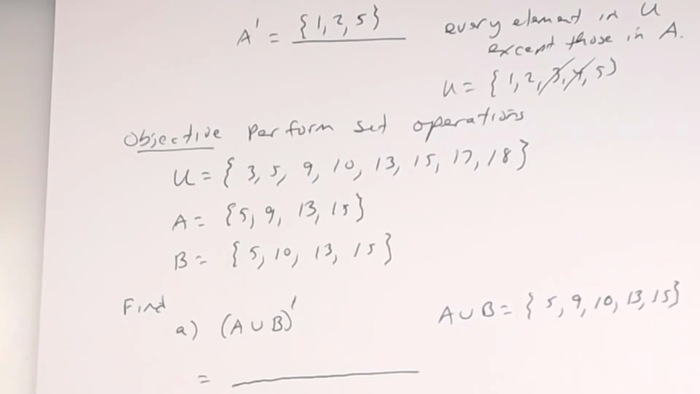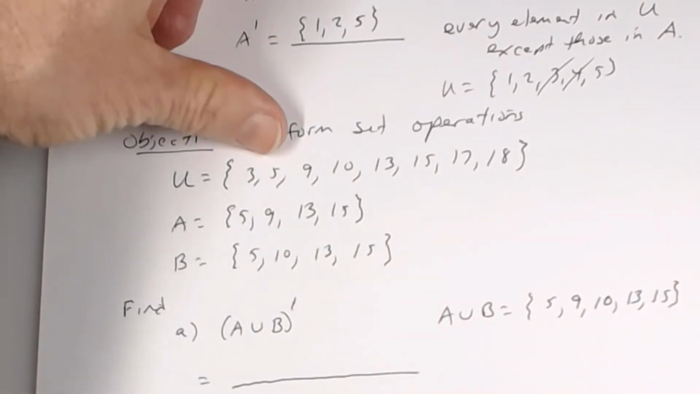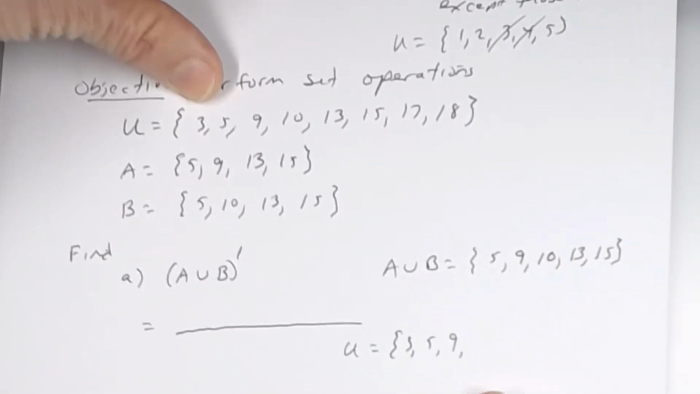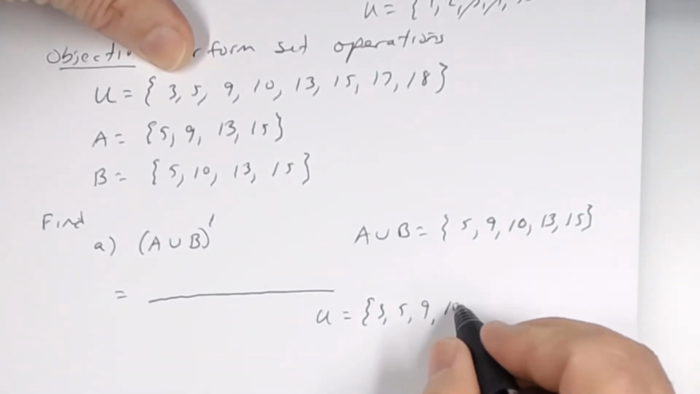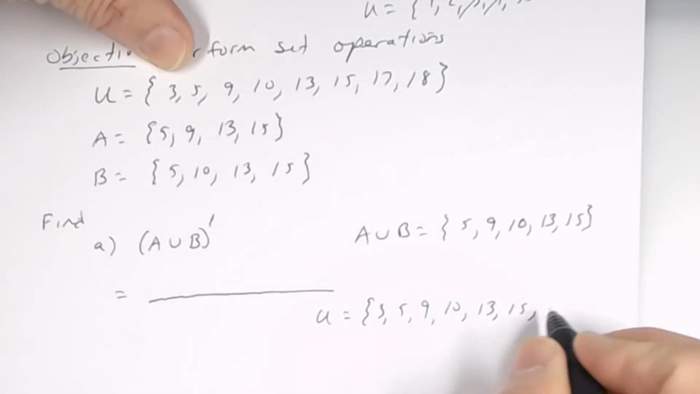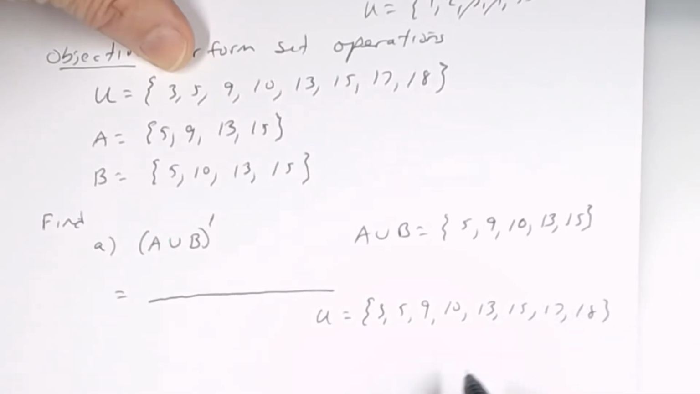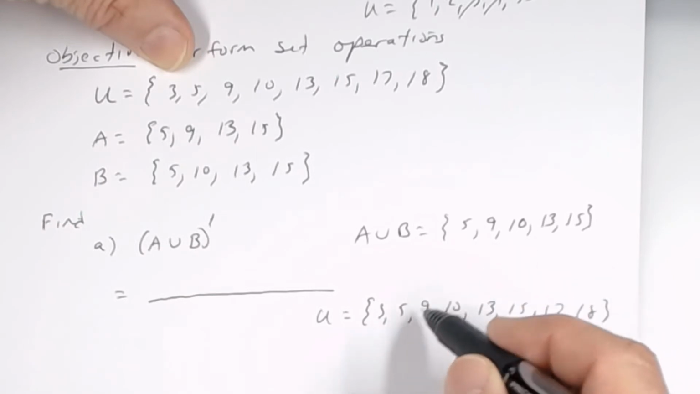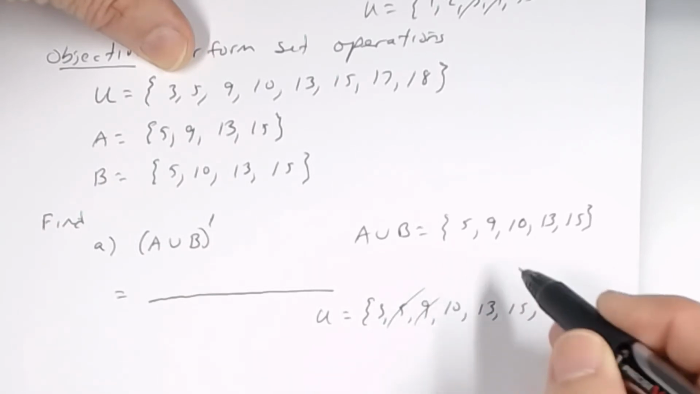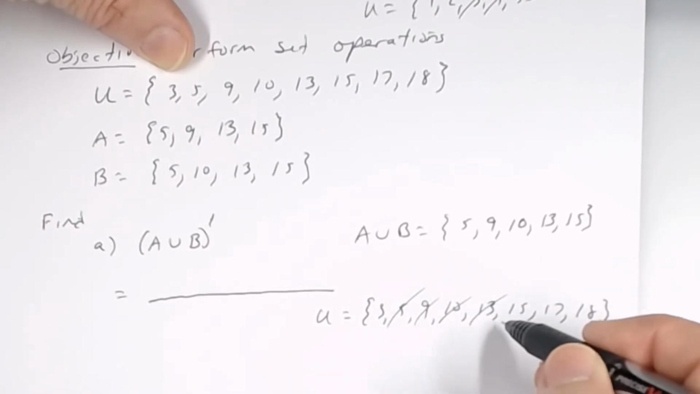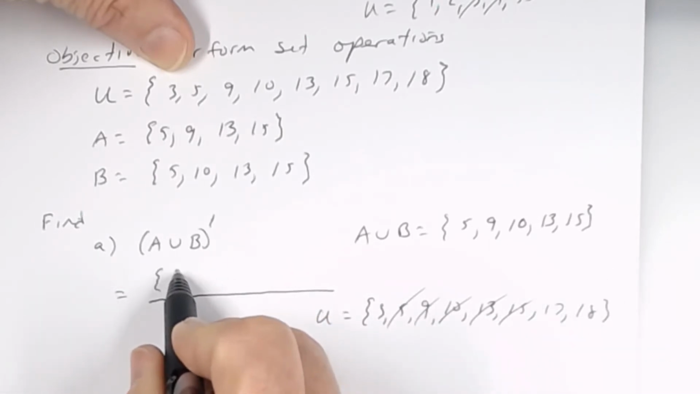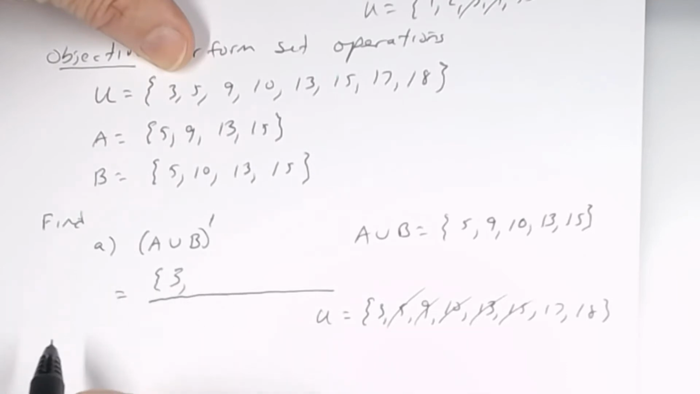All right. So I go to my universal set right here. I'm going to go ahead and write it over again. It was 3, 5, 9, 10, 13, 15, 17, 18. So all I do from here is take away these. So I'm going to remove 5, remove 9, 10, 13, 15. So what's my answer? 3, 17, and 18, is that right?